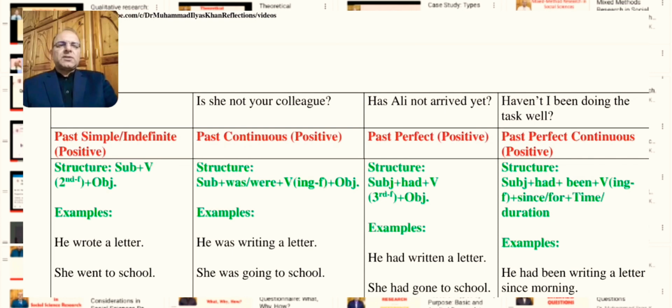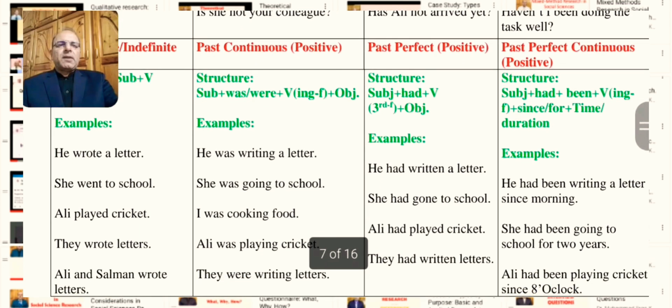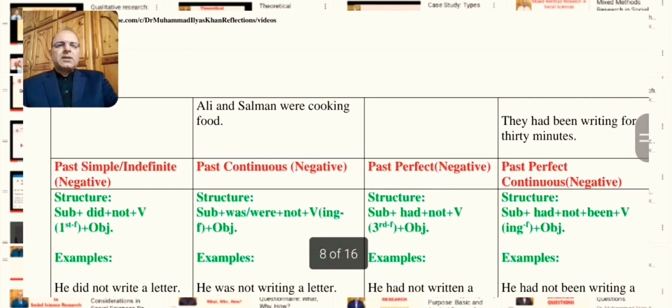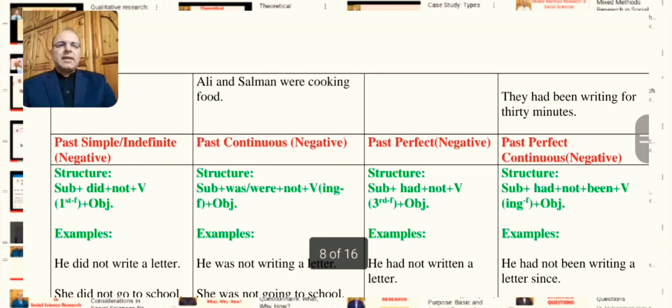Again, you can see the examples below this in order to understand the structure, because these examples elaborate on the structures that are given below. So these are the structures of the four types of past tense in their affirmative or positive sense. Now, the past simple indefinite negative. You can see the structure of the indefinite, the continuous, the perfect, and the perfect continuous.